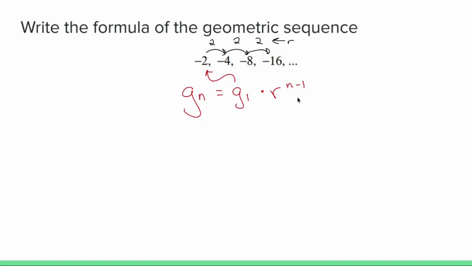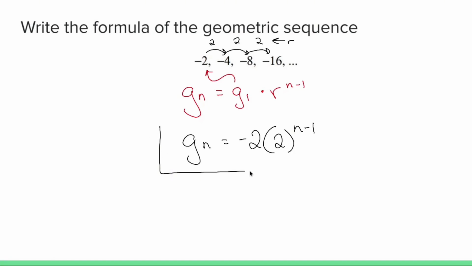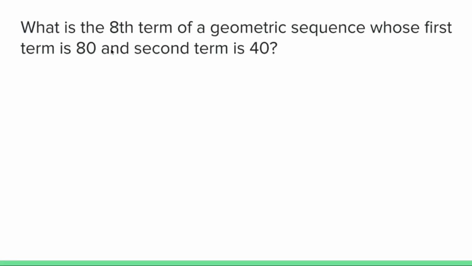Okay, so now I have enough information to just write this out. G sub n is going to equal my first term, which is negative 2, and I like to put it in parentheses, it just looks nicer, times r, which is regular 2, to the n minus 1. That's your geometric sequence.